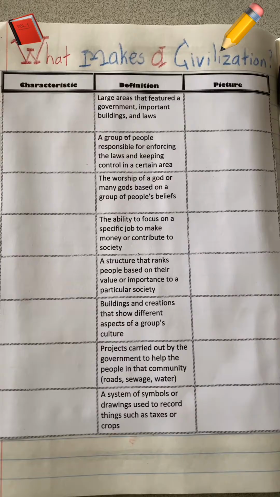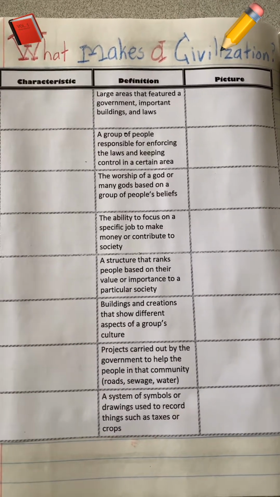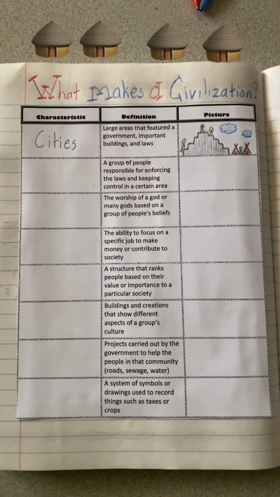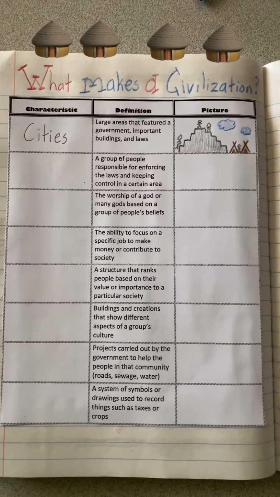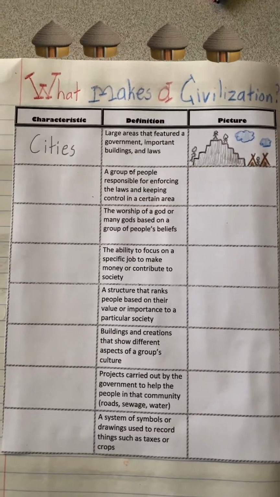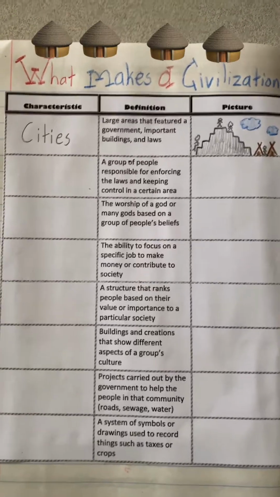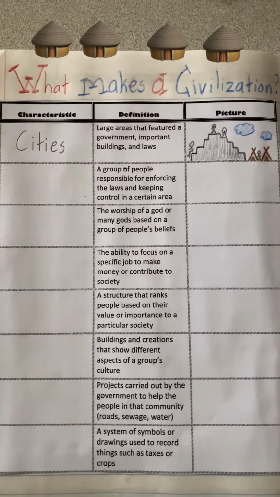So the first one, large areas that featured a government, important buildings, and laws. Cities. So cities are one of the first major characteristics of a civilization. Any great country or even continent has to first have its own cities. So these are large areas that usually feature a government, important buildings, and laws.